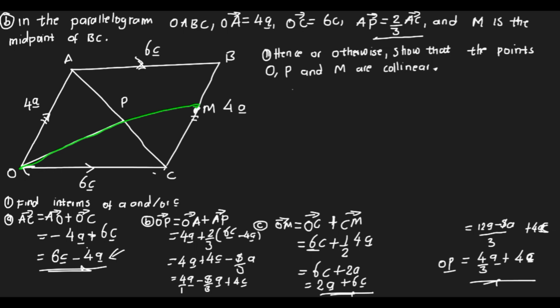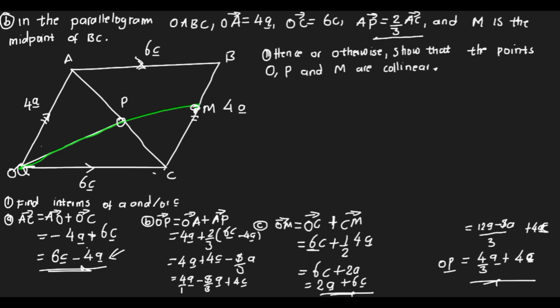Okay, now let's look at the question, Roman number 2. Hence or otherwise, show that the points O, P, M are collinear. So for points to be collinear, it means they have to lie on the same straight line. So how can we prove that O, P, and M lie on the same straight line?